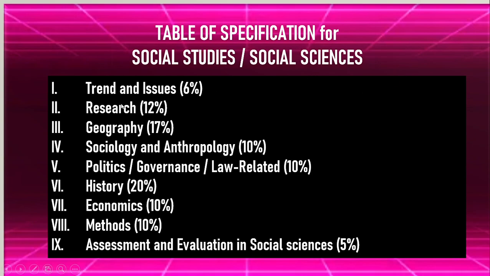Trends and issues 6%, research 12%, geography 17%, sociology and anthropology 10%, politics, governance, law related 10%, history 20%, economics 10%, methods 10%, assessment and evaluation in social sciences 5%.